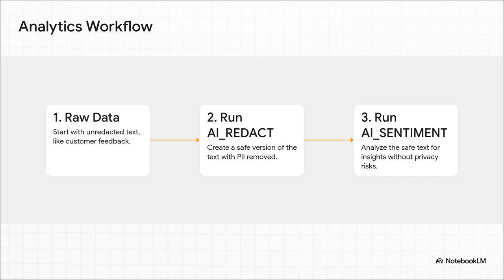Let's walk through how this works in a real flow. So picture this. Step 1, you've got a table full of raw customer feedback. Step 2, you run AI Redact on it to create a new, safe version of that text. Then for step 3, you can chain another Cortex function, like AI sentiment, to analyze that safe text. See what just happened? You turned a compliance liability into a powerful business asset.